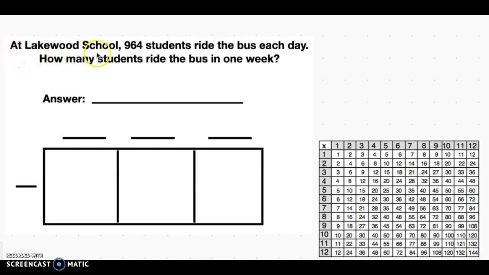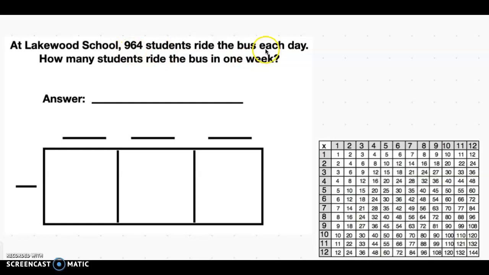At Lakewood School, 964 students ride the bus each day. How many students ride the bus in 1 week? Let's take a look to see what we know about this problem.